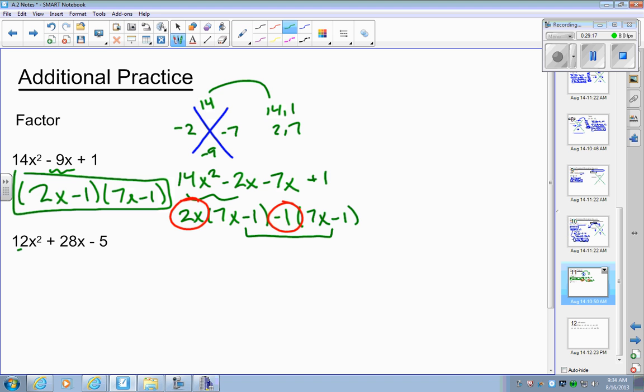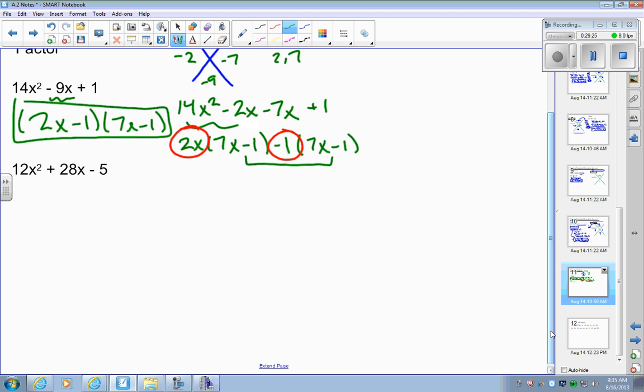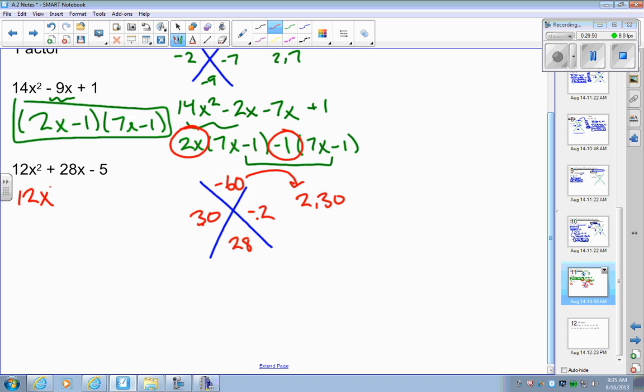Okay, next one, no GCF with the numbers, no GCF with variables. So let's do X method into grouping. -5 times 12 is -60. This is 28. 2 and 30. So if I did a 30 and a -2, they'll multiply up, they'll add down. There's my groupings. So 12x squared plus 30x minus 2x minus 5.